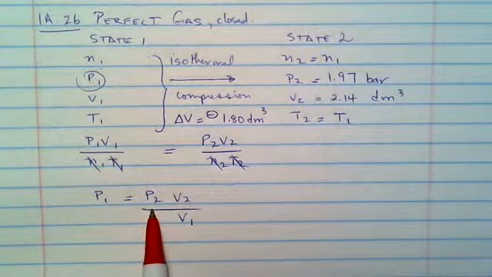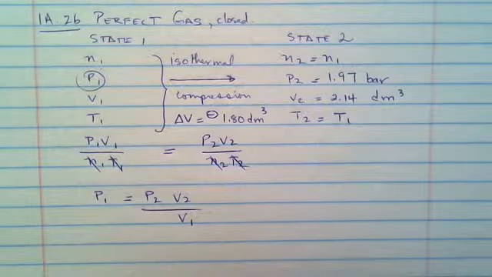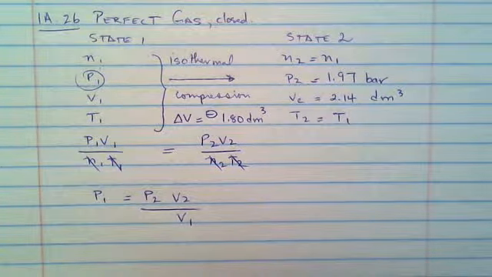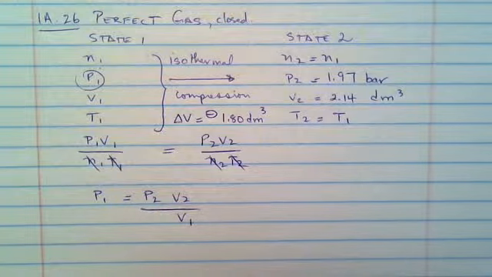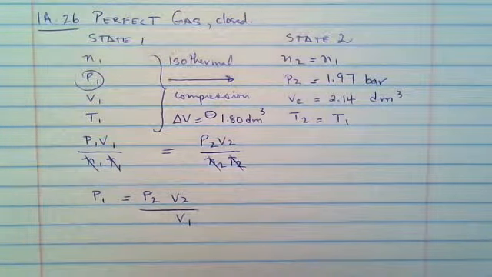And then to convert to torr, I'll just take that answer of 1.07 bar and convert to torr. You're always going to be given the pressure conversions. So you should have 803 torr.